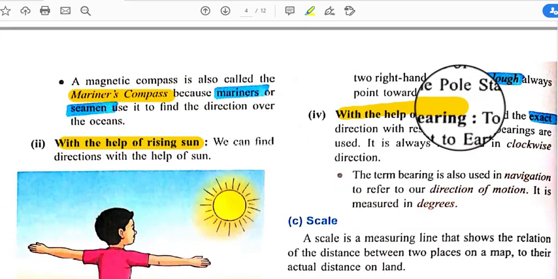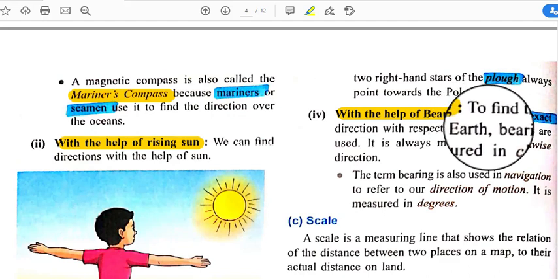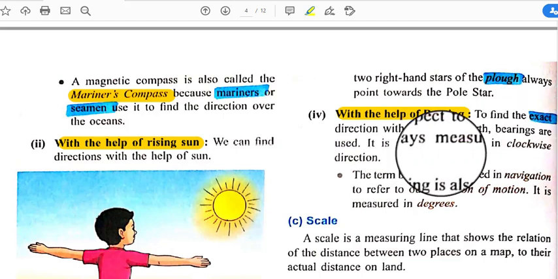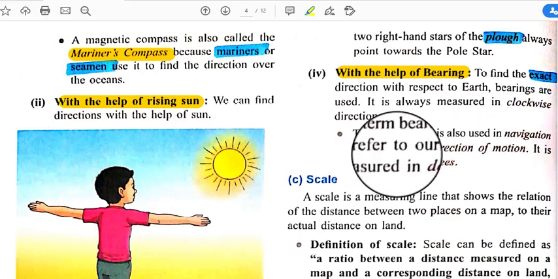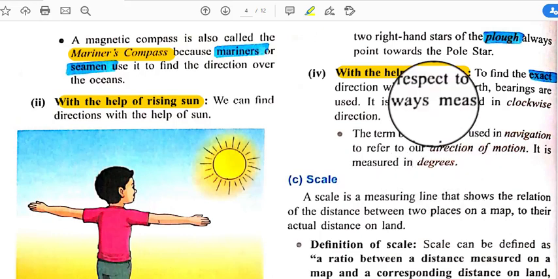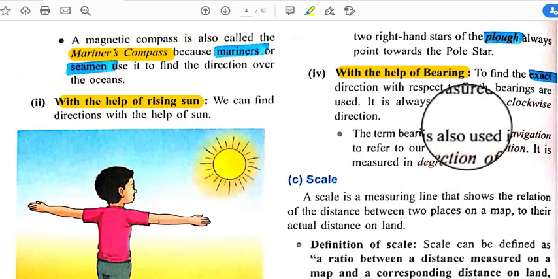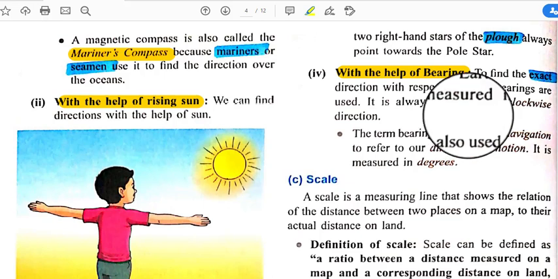With the help of bearing we can also find the direction. To find the exact direction with respect to earth, bearing is used, and it is always measured in the clockwise direction. The term bearing is also used in navigation to refer to our direction of motion, and it is measured in degrees. Bearing is also one kind of instrument which looks like a compass, but it gives us the information as a degree value. So with the help of bearing we can easily identify the directions.